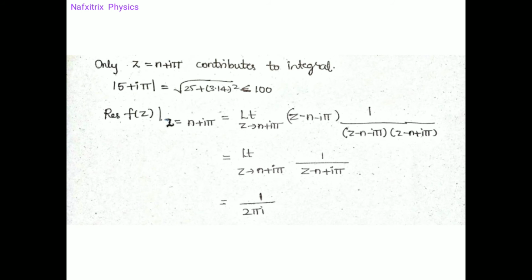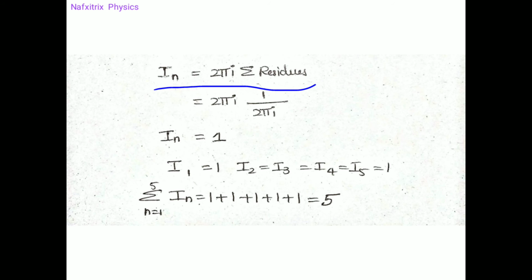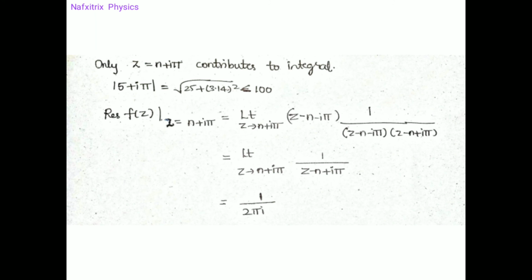And the next important thing is that we now need to find the residue, because the integral In is equal to 2 pi i into the sum of all the residues. So now we need to find the residue. Because n minus i pi is not included in the semicircle, we only have this pole. The residue at this point is the limit as z tends to n plus i pi of z minus n plus i pi into f of z.